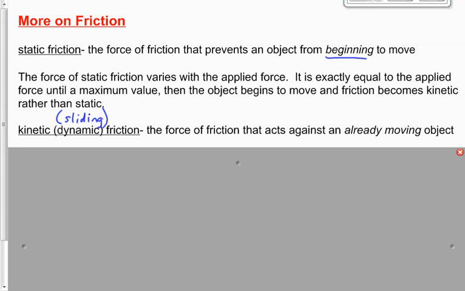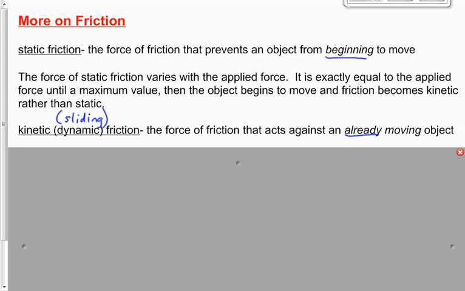It's the force of friction that acts against an already moving object. So when I pushed Tyler's desk with 5 newtons, it doesn't move, static friction was 5. I pushed it with 10 newtons, doesn't move, static friction was 10. I pushed it with 50, didn't move, static friction was 50. Pushed it with 51, it did move.